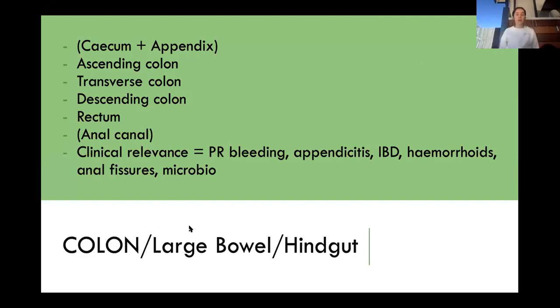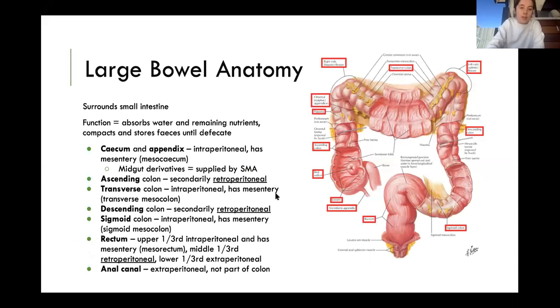So now we've got the large bowel, or the hindgut or the colon. Basically you've got your large bowel, which is surrounding your small intestine and the stomach, and it absorbs any remaining nutrients and the water and then stores your food. So you start with your cecum and appendix, which are actually part of the midgut. So if it's midgut, it's SMA, but also part of the colon is SMA. So that doesn't completely help.